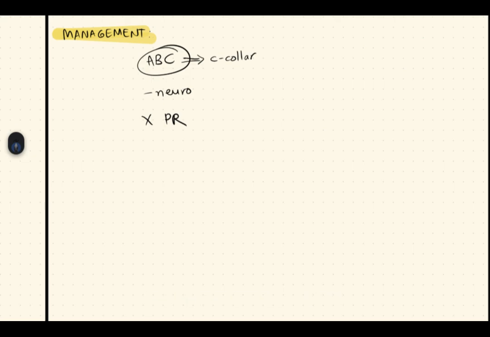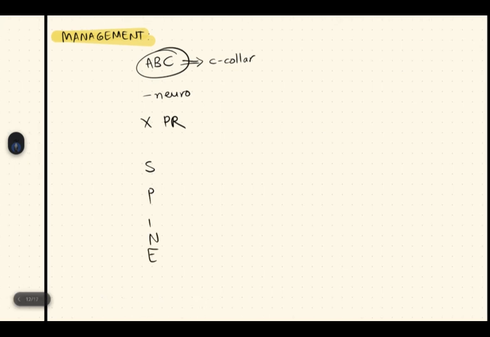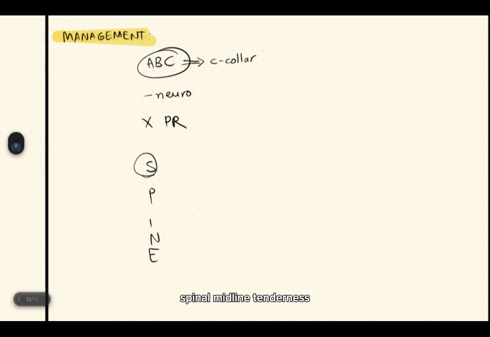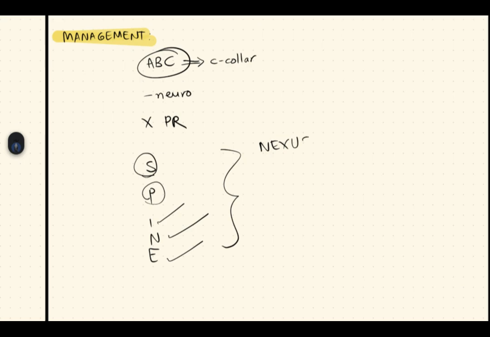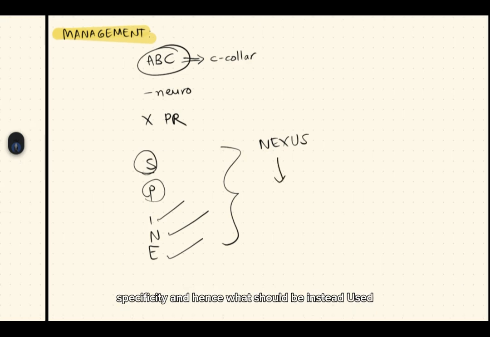As for indications for imaging, there are certain decision making rules. So we have NEXUS criteria which can be remembered with this mnemonic called SPINE. S for spinal midline tenderness, P for any painful or distracting injury, I for intoxication, N for neurologic deficit, and E for encephalopathy or altered mental status. Now, if all of this is negative and patient is pain free while moving their neck, they are cleared from a C spine perspective. However, recent literature has found that NEXUS has got low specificity, and hence what should be instead used is the Canadian C spine rule.